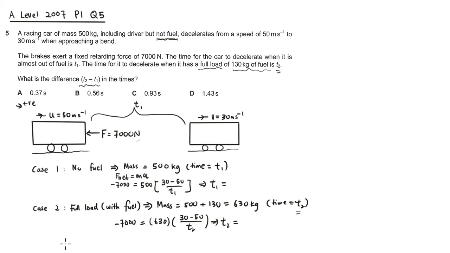Alright, so what is the value of t1? The t1 is 1.43 seconds. The t2 will be 1.80 seconds. So the answer for t2 minus t1 will be 1.80 minus 1.43, which is equal to 0.37 seconds. So the answer is A.